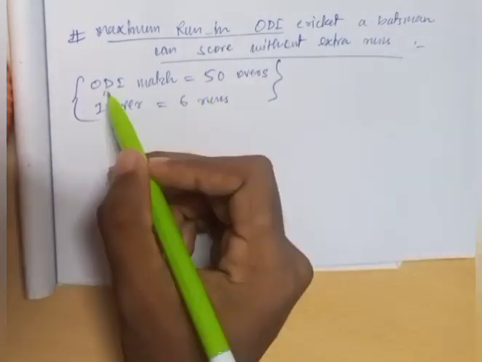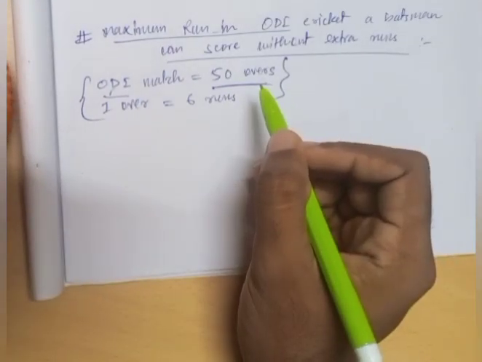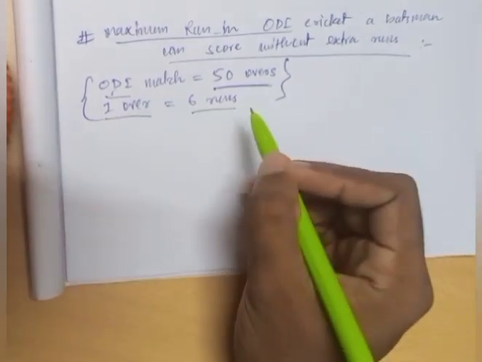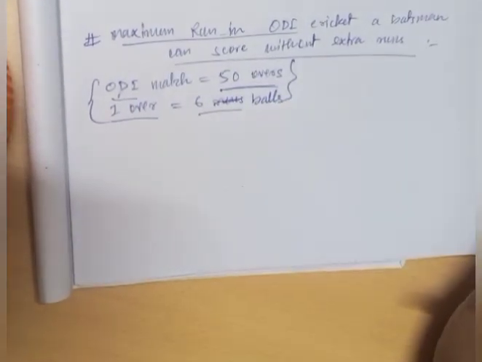Okay, the next puzzle is: what is the maximum runs in ODI cricket a batsman can score without any extra runs? Let us clear the basics. ODI means One Day International match. It happens for 50 overs per innings. For 1 over there are 6 balls. Our task is to maximize the runs of a particular batsman.